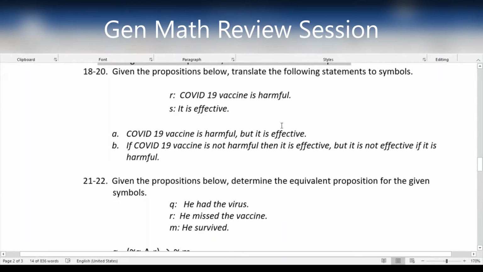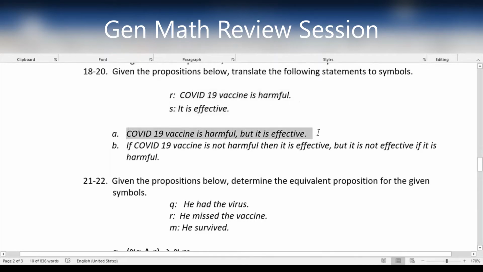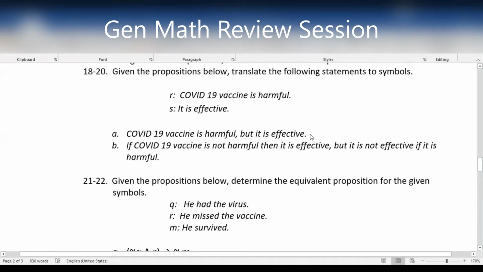Now, given the propositions below, translate the following statements to symbols. So, ito yung given. Tapos yung A and B, itong A, dalawa. Translate to symbol. Tapos yung B, translate to symbol. So 2 points here, dalawa yung sagot. Now, let's have first letter A. How do you translate? COVID-19 vaccine is harmful, but it is effective. So again, but is also conjunction, which is the same as and. So when you encounter but, you also use and here. So but is the same as and when you do the symbol.